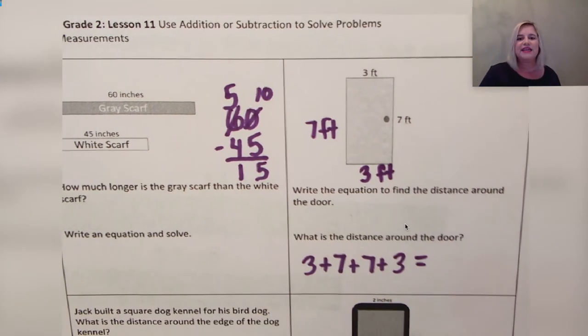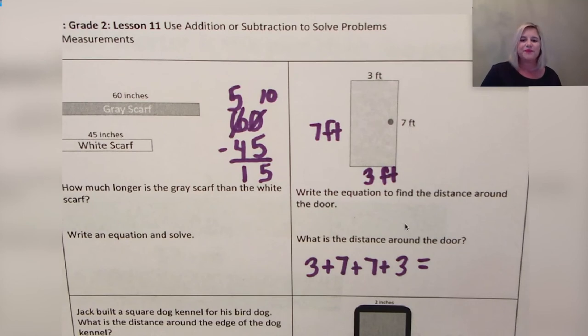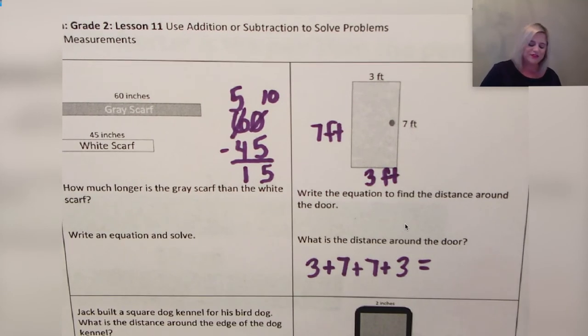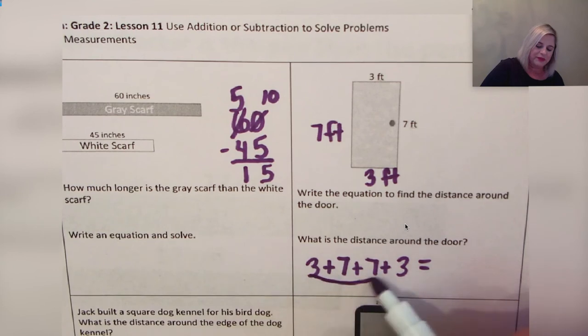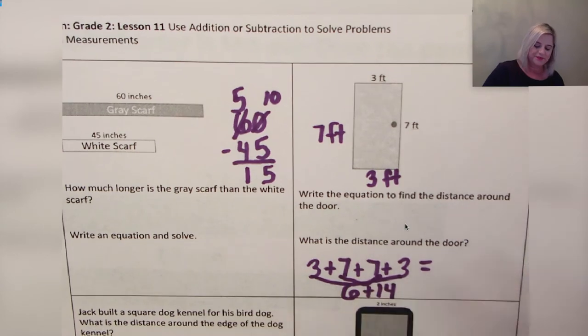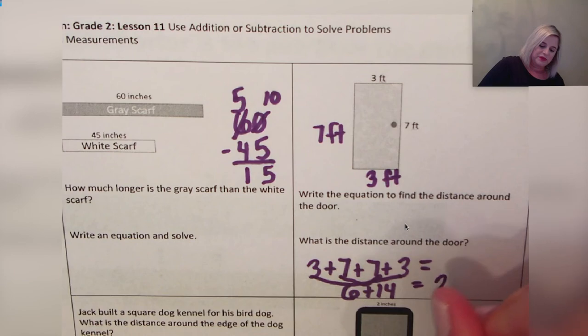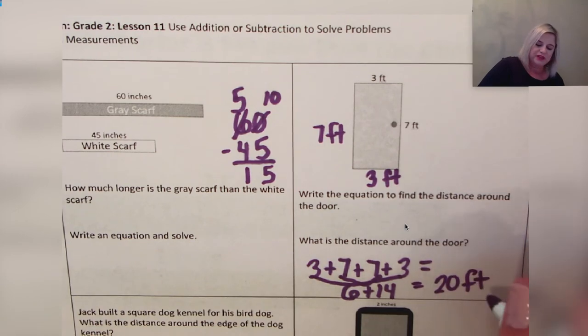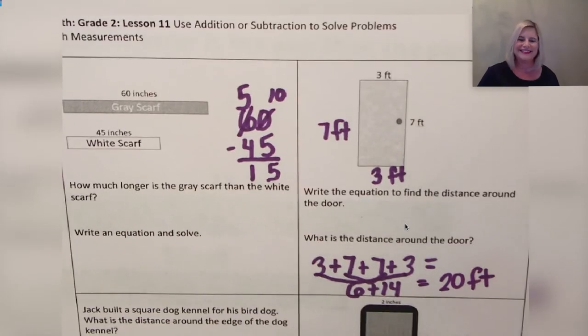Now, can you see an easy way to add? Very good, we have double stacks. I know 3 plus 3 is 6, and 7 plus 7 is 14. So I'm going to add together 6 plus 14. Go ahead and do that on your paper and tell me what you've gotten. Wonderful. 20. Good job, boys and girls. Give yourselves a round of applause.